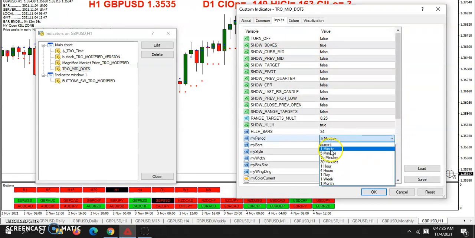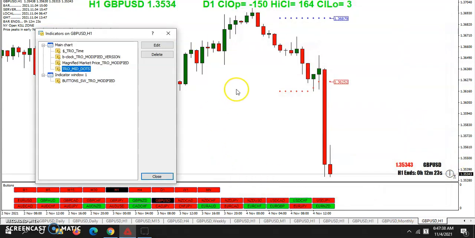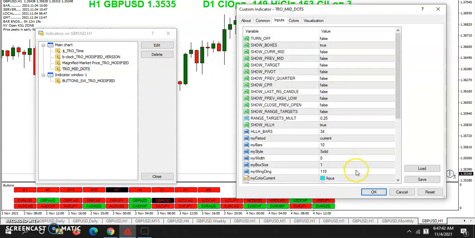Normally I do that current. You can, if you leave it at 0, it'll do all the bars, but if you say you only want to look at the last 10 bars, you can do it like this. And you see you only get the last 10 bars of dots. 0 is just the default to mean do all the bars on the chart.